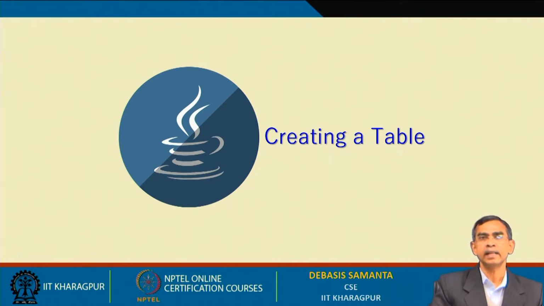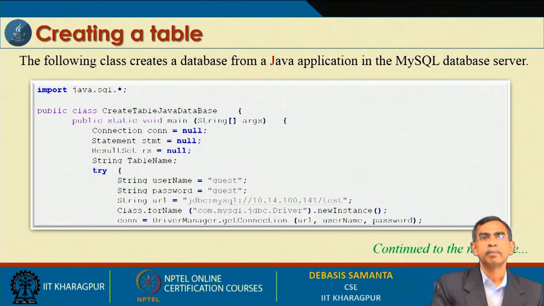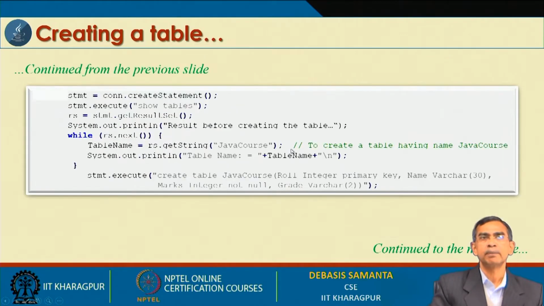Now, let us see how a table can be created. First of all, the connection is made by the same procedure. This is the statement that you have to include, and it is followed by other statements showing how we can execute a statement here. As you see in this example, these 2 statements create a statement object. Statement con.createStatement is basically instantiation, and finally the execute method of this statement can be used by passing the SQL command.